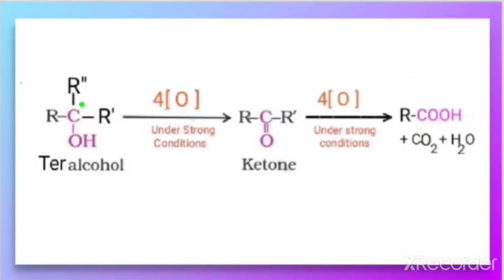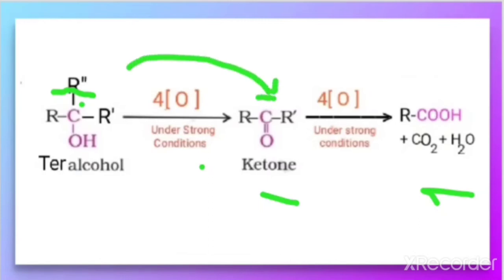But under treatment with a strong oxidizing agent and very strong conditions at elevated temperatures, cleavage of the C-C bond takes place. That is, here the cleavage of the C-C bond takes place. They form a mixture of ketone and carboxylic acid. Both the ketone and the acid have fewer carbon atoms than the starting alcohol.